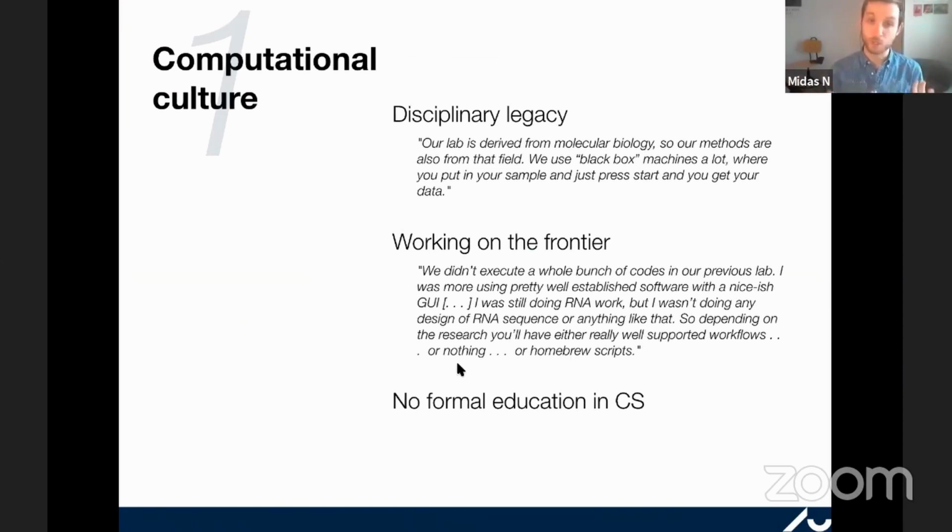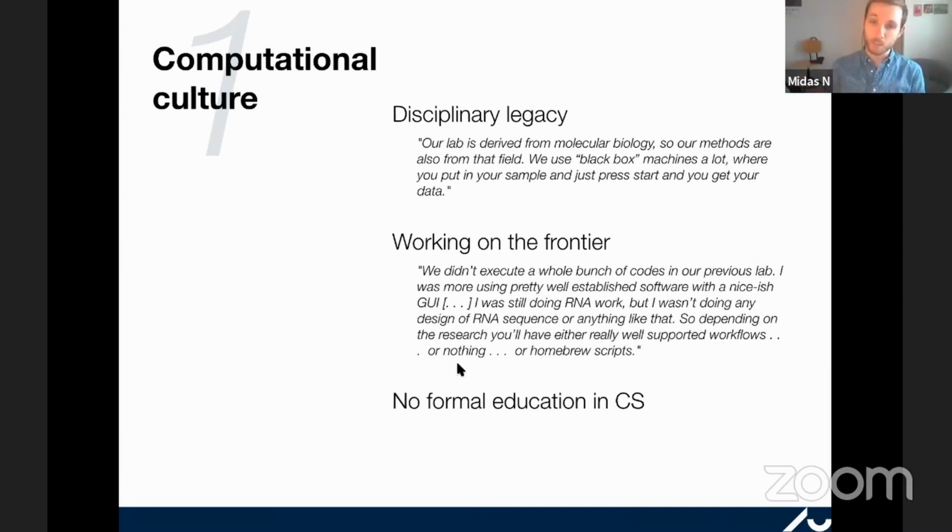The first one is computational culture. What was interesting is that because this was biomolecular nanoscience, and nanoscience is an interdisciplinary catch-all term for things on a really, really small scale, because they came out of biology, their methods and their relationship to their tools were also based on biology.